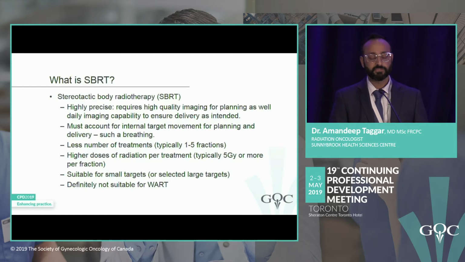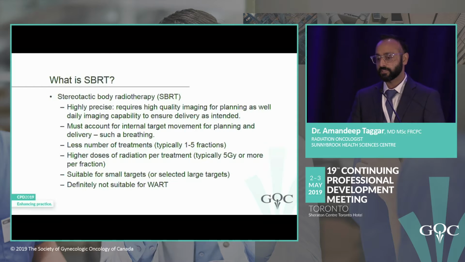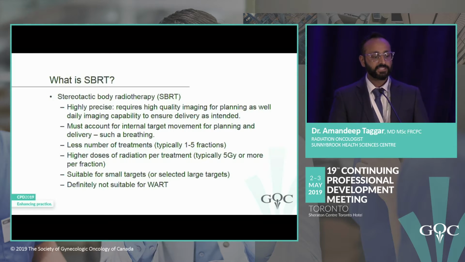You've all heard, and you've referred, and maybe even told some of the patients without talking to radiation oncologists, that we'll get you treated with SBRT. So it's a very highly precise form of radiotherapy. It requires high quality imaging for planning, as well as daily imaging capability to ensure the delivery of radiation is where it's intended. You must account for internal target motion.